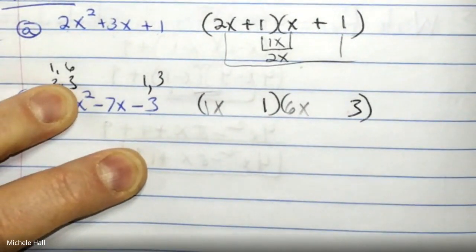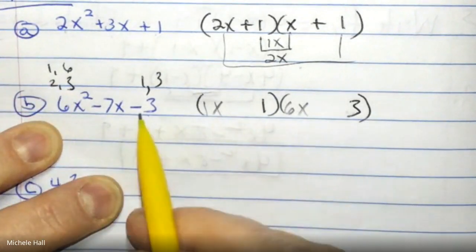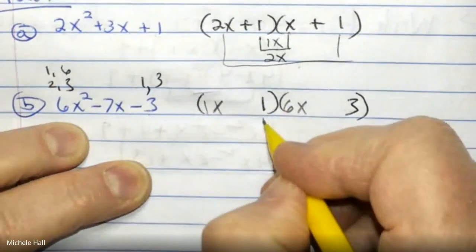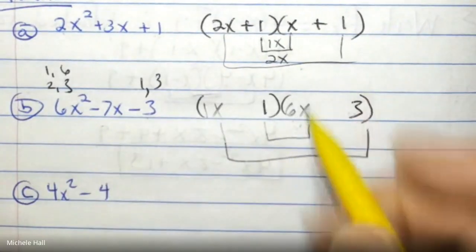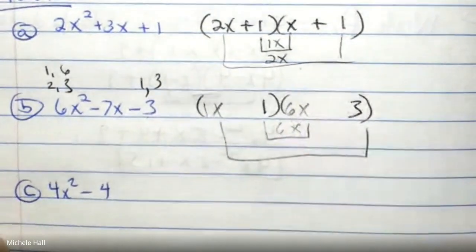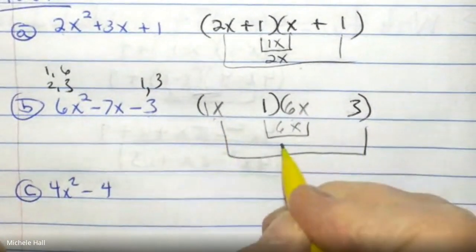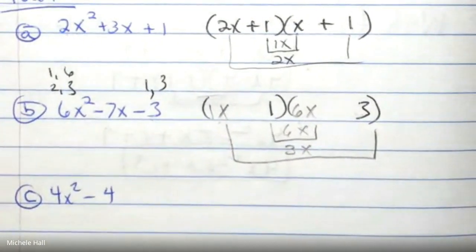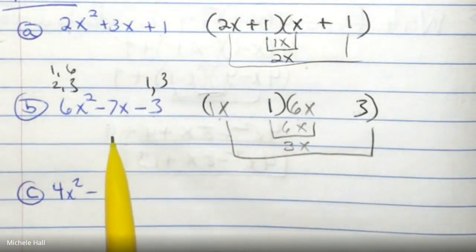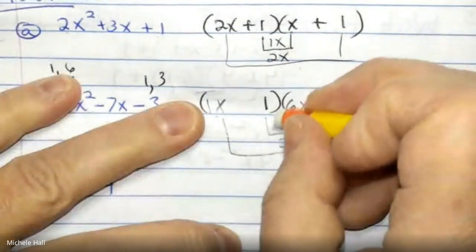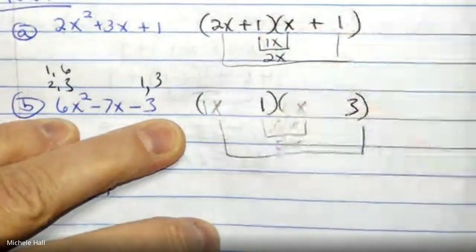I need to check my middle term because I know x times 6x is 6x squared and 1 times 3 is 3. It's the middle term that I need to worry about. 1 times 6x is 6x. I'm just going to lightly write 6x. And then 1x times 3 is 3x. Will 6x and 3x add to the middle term of 7? No. So what I'm going to do is just erase the 6 and the 3.